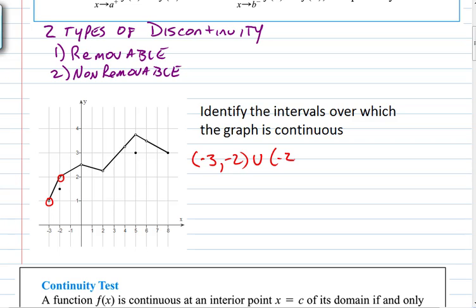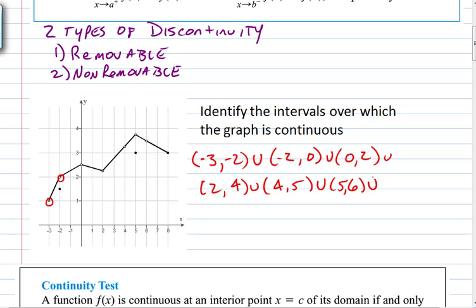And then it goes from -2 to 0. What type of discontinuity is that at 0? It's removable as well. Are there any non-removable points of discontinuity here? No, they're all removable. There's no jumps. So then we also go from 0 to 2, from 2 to 4, 4 to 5. I'm using interval notation. 5 to 6, and then from 6 to 8.